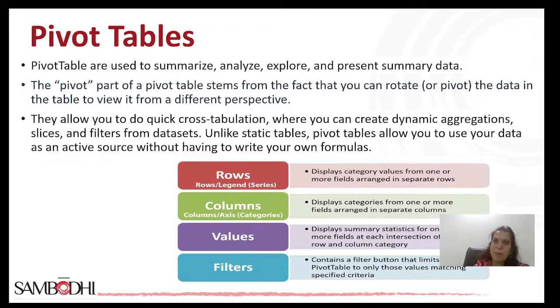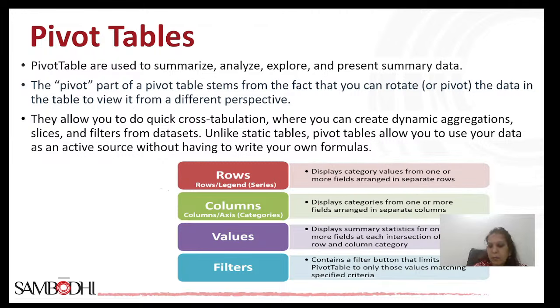Now in pivot tables, basically there are 4 things. One is rows. Rows everybody knows, that is basically the horizontal line, right? The horizontal line which we talk about is the rows, the legends. Generally we talk of them as legends. It displays the category values from one or more fields arranged in separate rows.